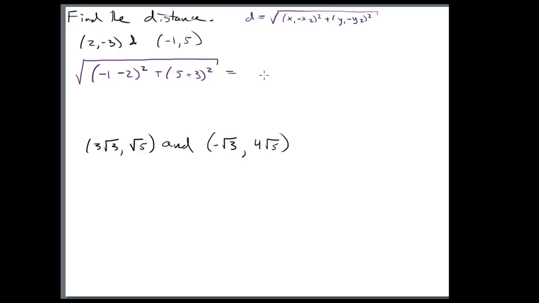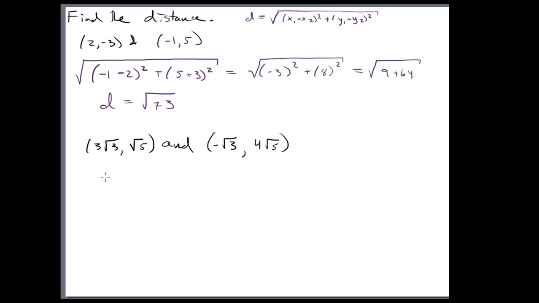So we're going to do this computation. We'll get (-3) quantity squared plus 8 quantity squared. We'll have to take the square root of that. So this is the square root of 9 plus 64, or the distance is the square root of 73. I'm pretty sure 73 is prime, so that's all we can do for that.